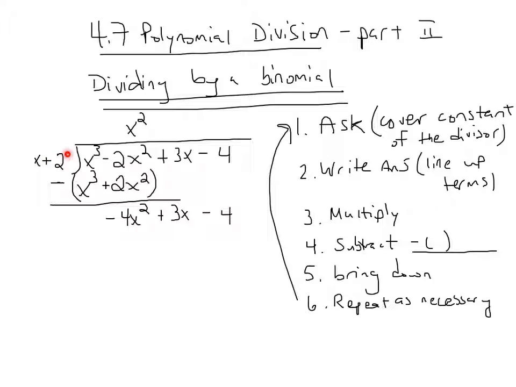And the question we're going to ask is, what times x gives me negative 4x squared? And we're going to write our answer and line up the terms. What times x gives me negative 4x squared? And the answer is negative 4x. So I write that there, lining up my terms.